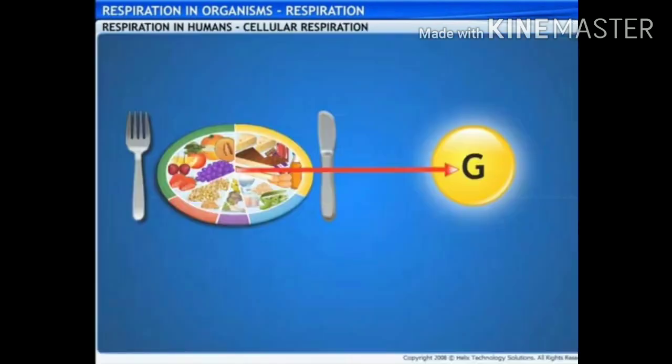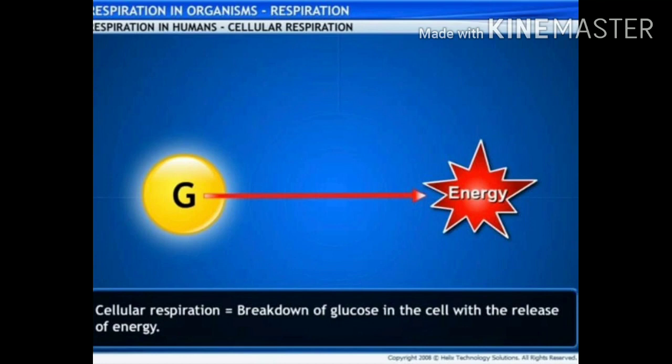There is a variety of food, and students, you all know food provides us energy, and this energy is provided from glucose which is present in a given food. This glucose provides us energy, and this energy is stored in mitochondria. This is called cellular respiration because it occurs in the cell.